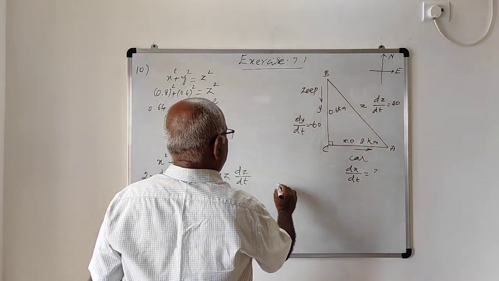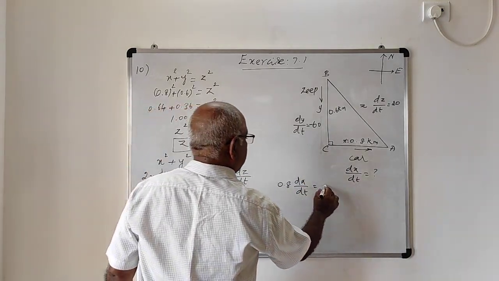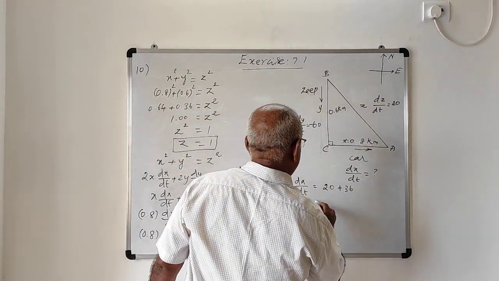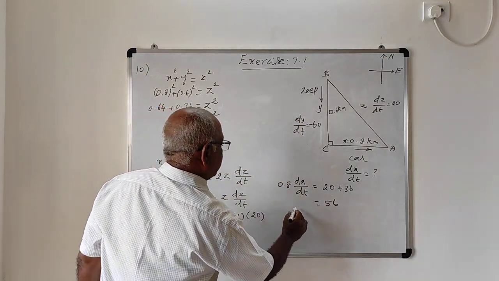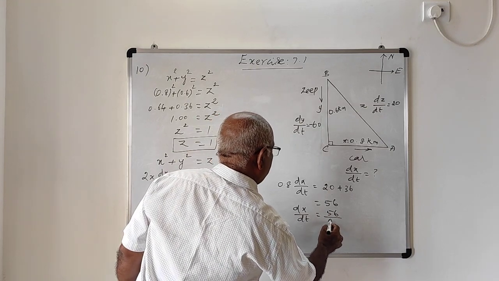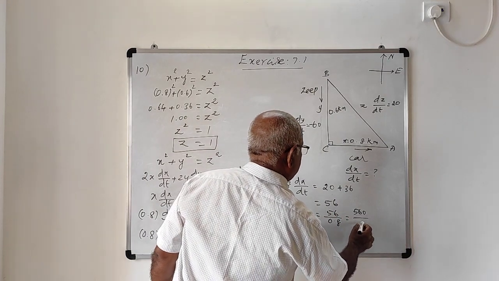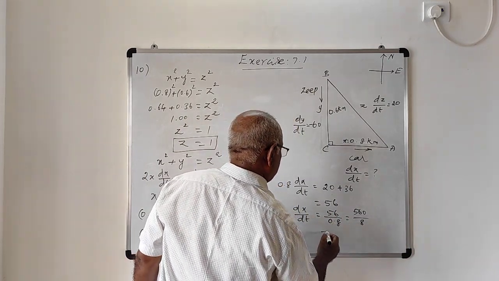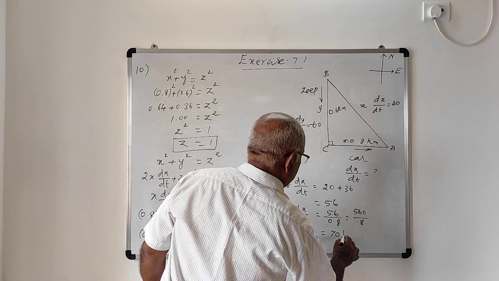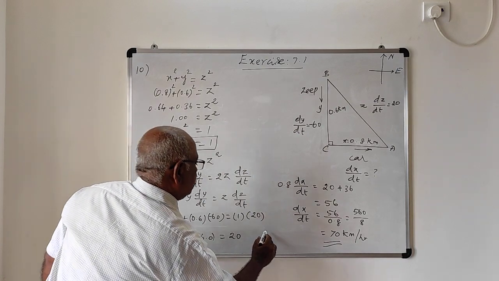So 0.8 into dx by dt equals 20, and this minus 36, if you bring it to the right side, becomes plus 36, which gives 56. So dx by dt equals 56 by 0.8. Multiplying numerator and denominator by 10, you get 560 by 8, which is 70 km per hour. So the speed of the car is 70 km per hour.